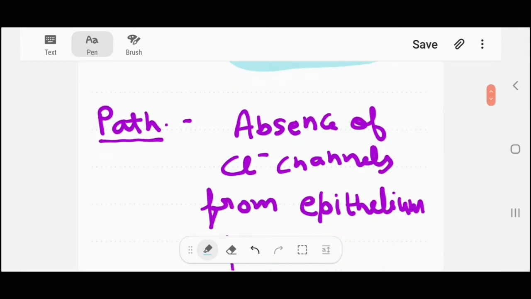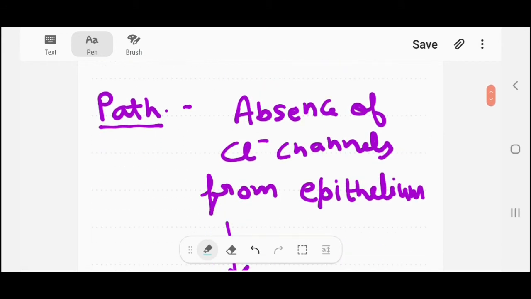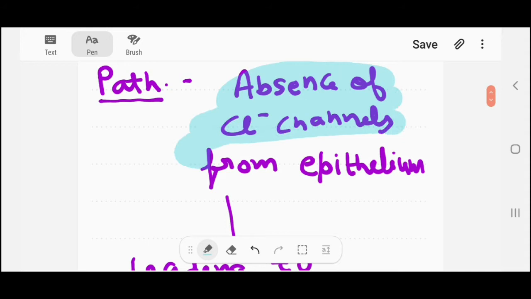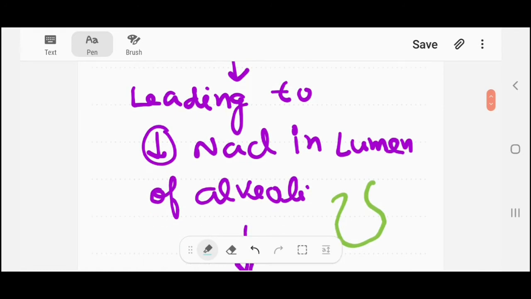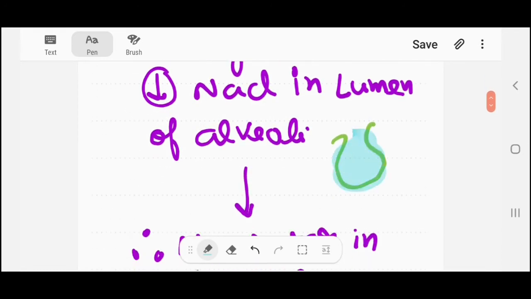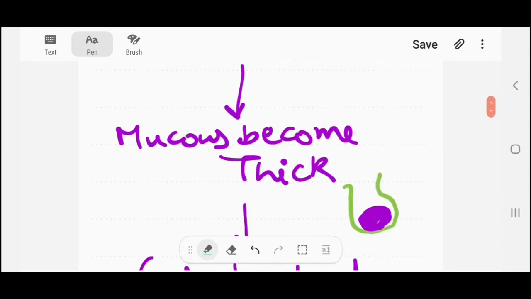Now comes the pathology. What is the pathology in cystic fibrosis? So guys, as it is a genetic disorder, because of this mutation delta F508, there will be absence of the chloride channels in the alveolar epithelium. This will lead to decreased sodium chloride in the lumen of the alveoli. So the water will also be decreased in the lumen because there will be no diffusion of water into the alveoli. So the mucus will become thick.